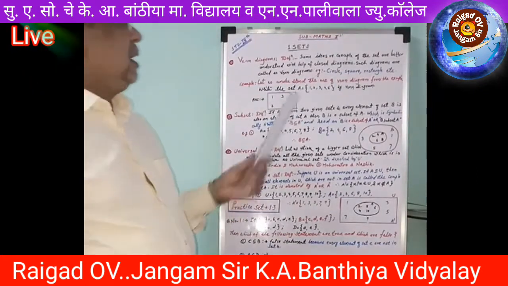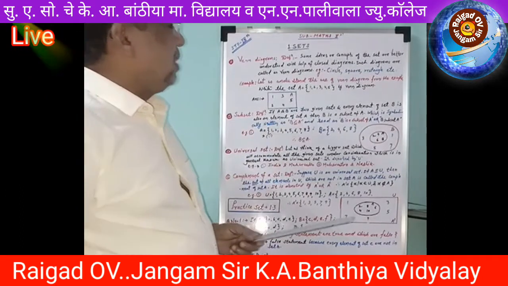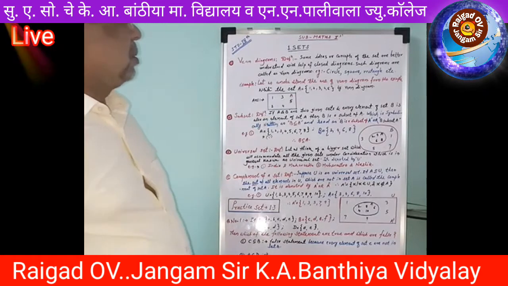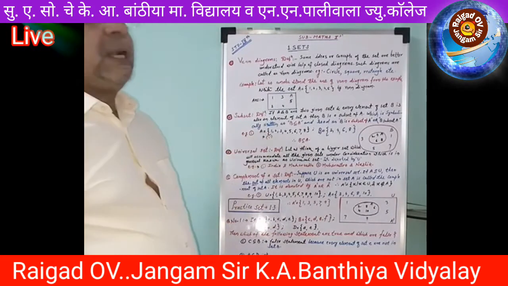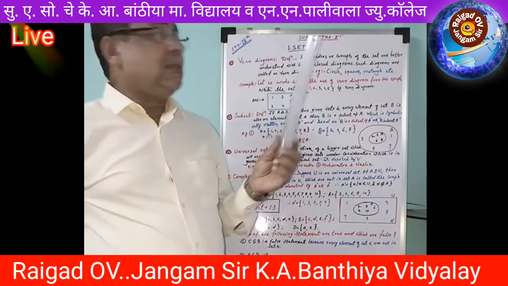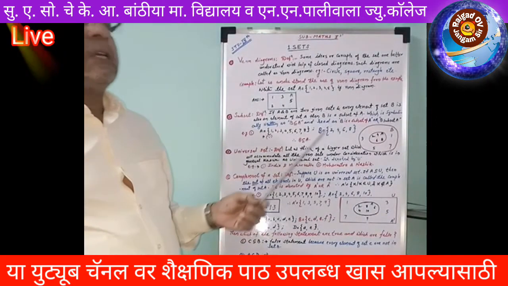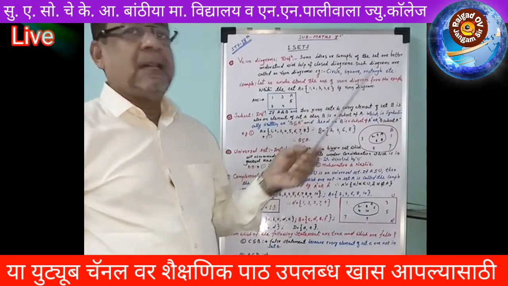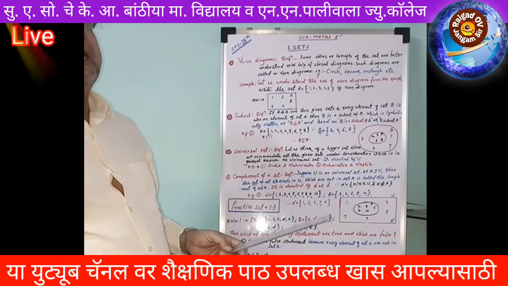What is meant by Venn diagram? Some ideas or concepts of the set are better understood with the help of closed diagrams. Such diagrams are called Venn diagrams. So for understanding the concepts or some ideas of sets, we use closed figures like circle, square, rectangle, etc. Such types of figures are called Venn diagrams.